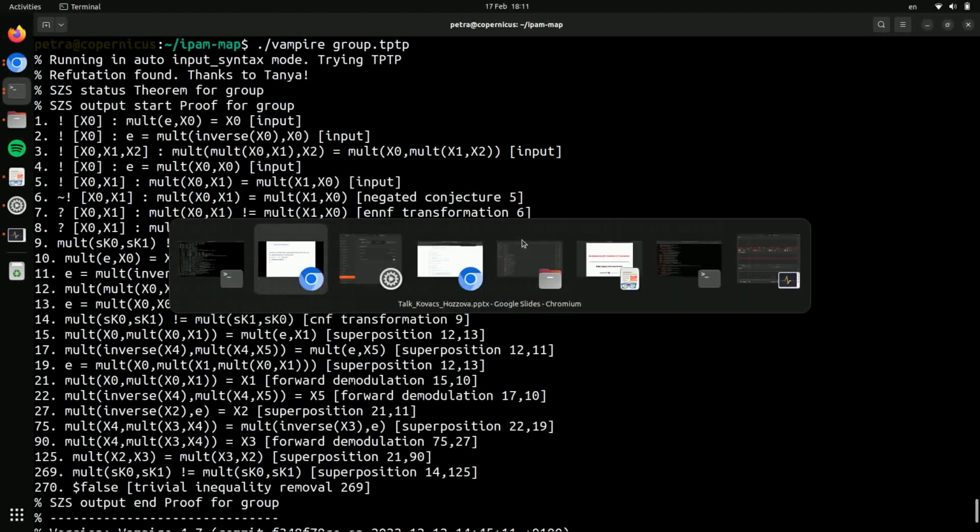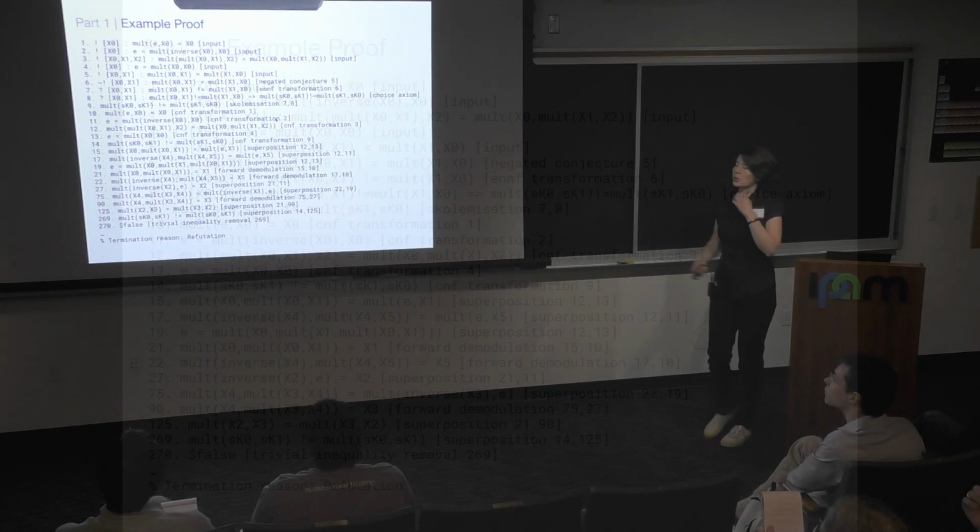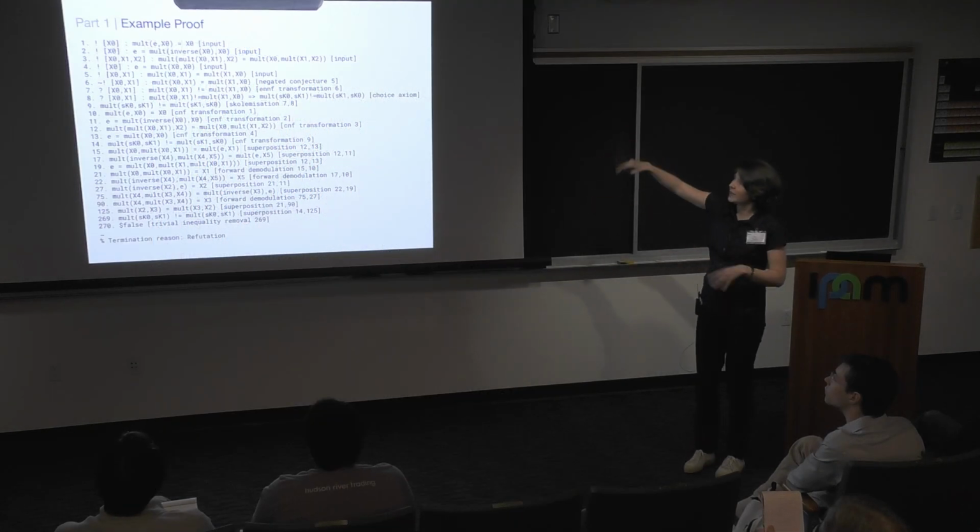And I actually want to go through the proof before explaining how it does it. So this is what we produce. This is like an extra pyramid. I removed some parts on the top and some parts on the bottom.